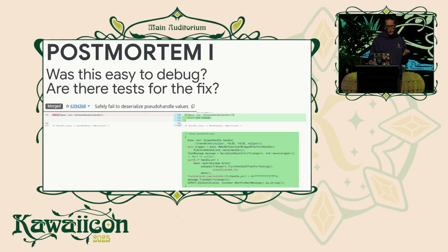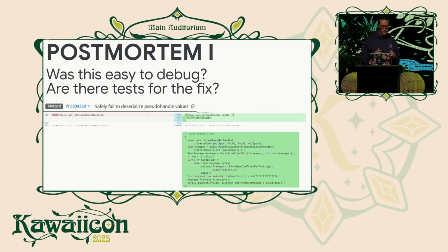Next: was this easy to debug, and can we write tests for it? It really wasn't, because it's in a really complicated part of the code that nobody really understood because we'd forgotten about it since we did it three years ago. And it's really difficult to test because the best way to fix it was to crash. And it's really hard to write death tests in Chrome.